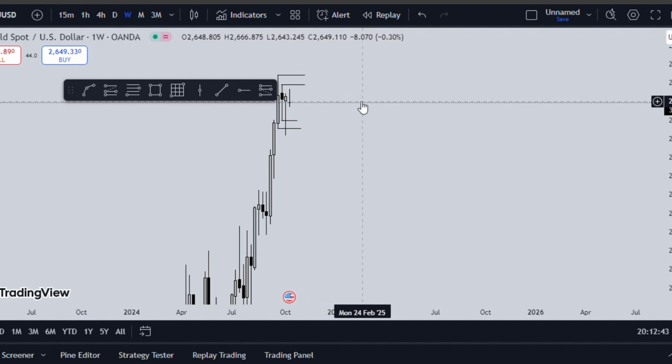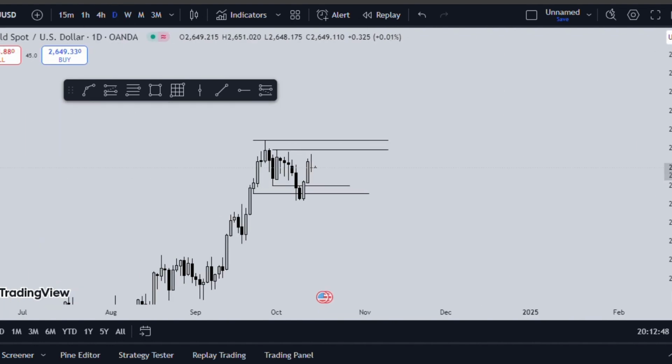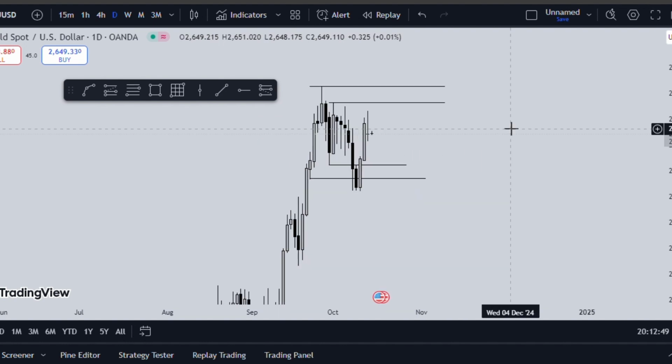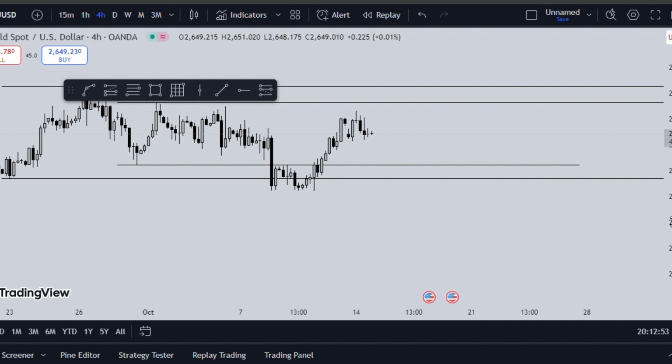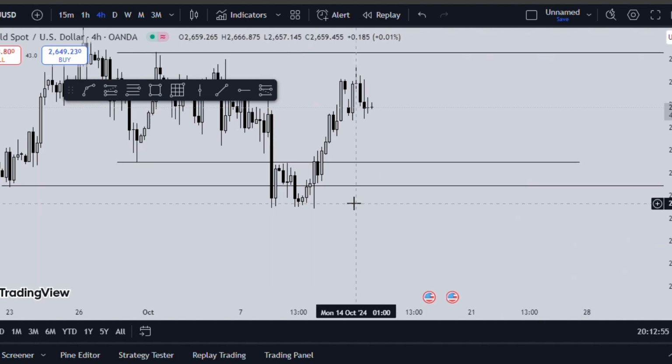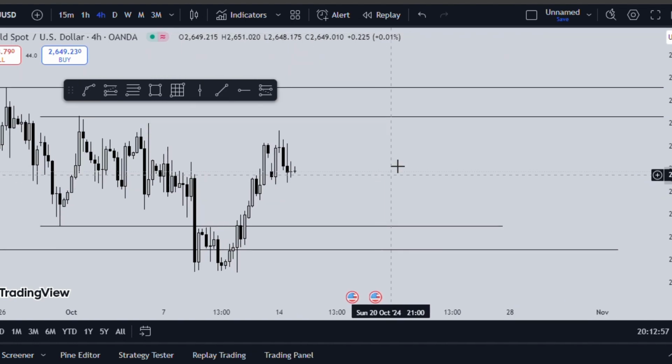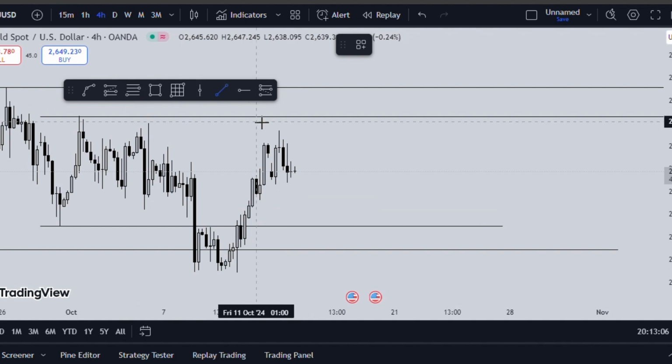So I'll go to the daily, then find my entry, or the 4-hour. Mostly I take my entries on the 4-hour time frame. That's where I take my entries. I use the OTE to take my entries. So at this point, there has been a swing formed here.